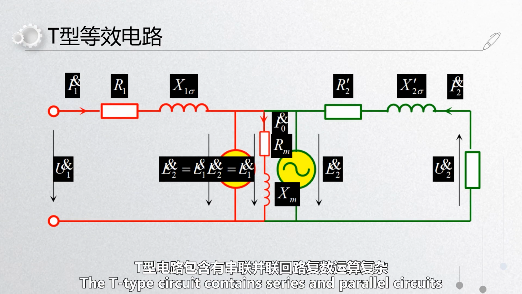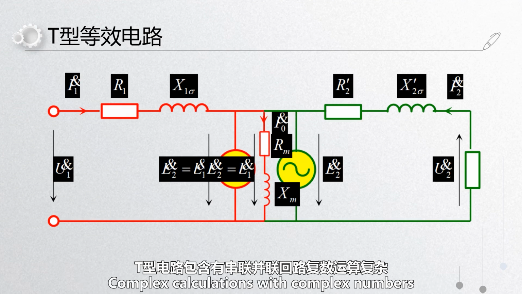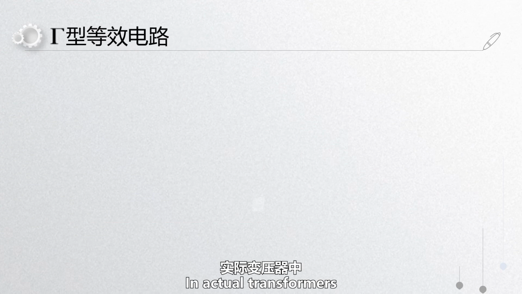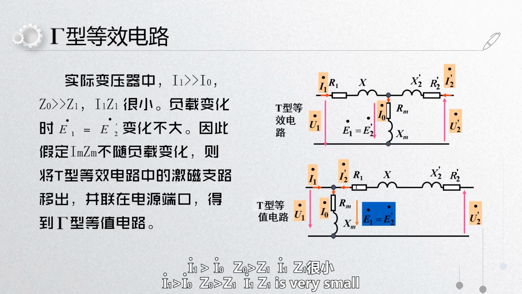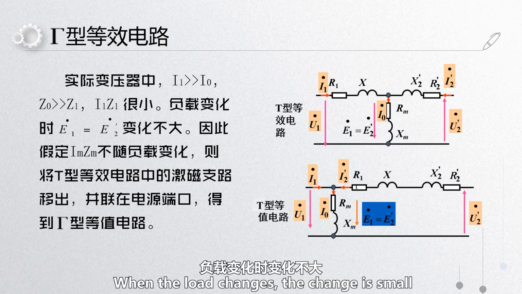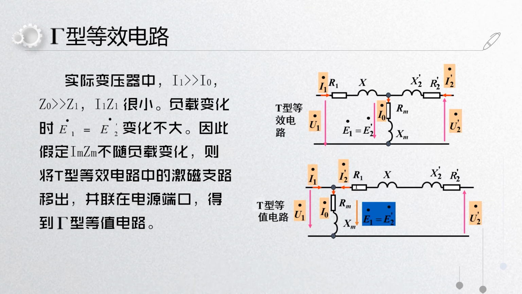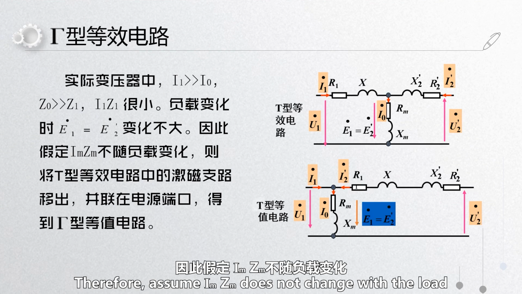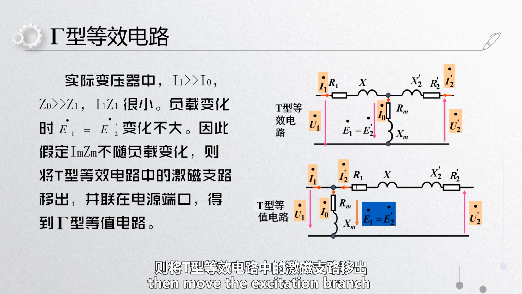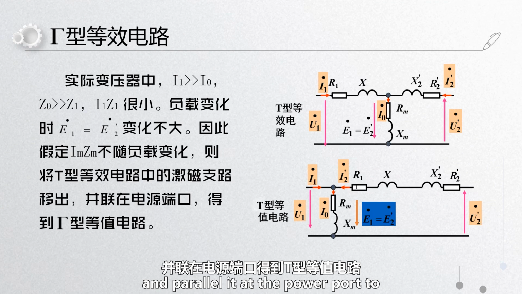The T-type circuit contains series and parallel circuits, with complex calculations using complex numbers. In actual transformers, I1 is much smaller than I0, and Z0 is much bigger than Z1. I1 and Z1 are very small, so when the load changes, the change is small. Therefore, assume Im and Zm do not change with the load, then move the excitation branch from the T-type equivalent circuit and parallel it at the power port to obtain the simplified equivalent circuit.